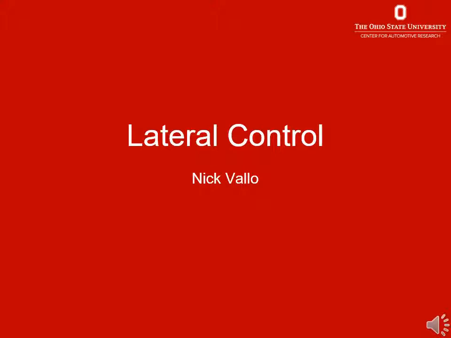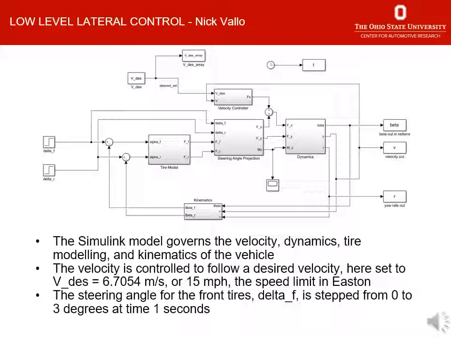Now it's time for lateral control. In the low-level lateral control model, Simulink governs the velocity, dynamics, tire modeling, and kinematics of the vehicle. The velocity is controlled to follow a desired velocity, here set to V_des equals 6.7054 meters per second, or 15 miles per hour, the speed limit at Easton. The steering angle for the front tires, delta F, is stepped from 0 to 3 degrees at time 1 second.